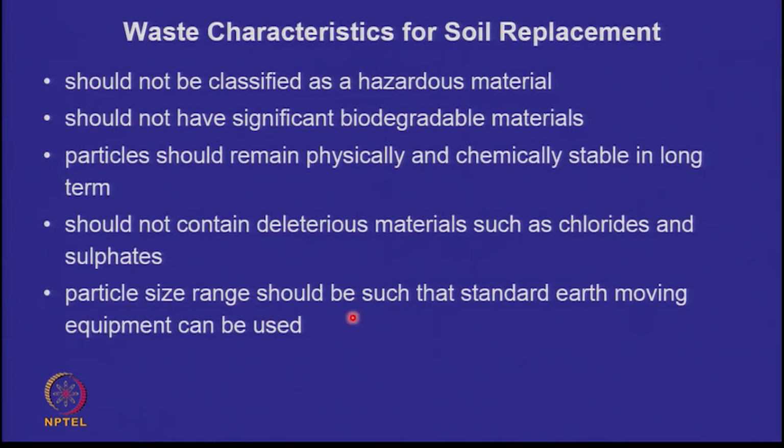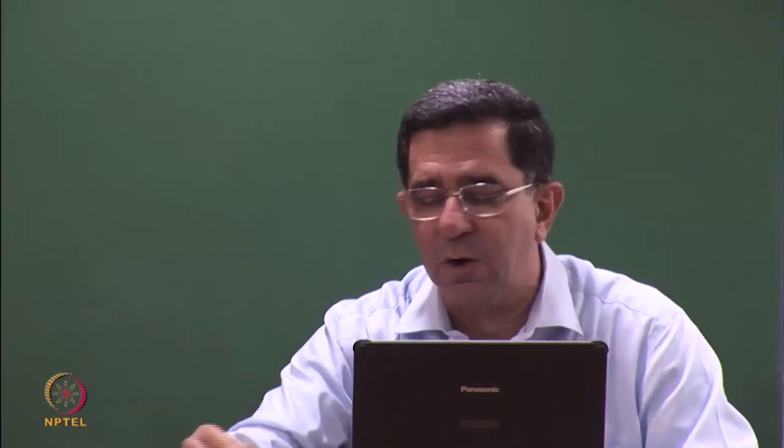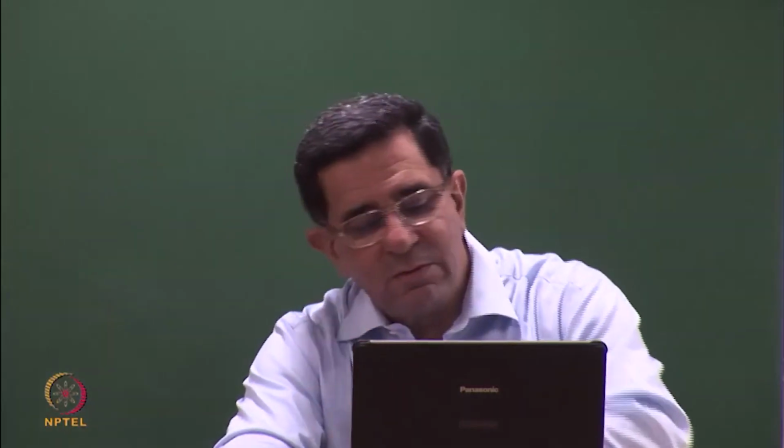Particle size should be such that standard earth moving equipment can be used. I don't want a waste which is having 1 meter by 1 meter by 1 meter blocks. Neither my dozer nor my compactor will work on it. Then I have to first crush it, bring it into a soil size range where our earth moving equipment can move. Typically, earth moving equipment works well with gravel, sand, silt and clay. So, we need that particle size range.